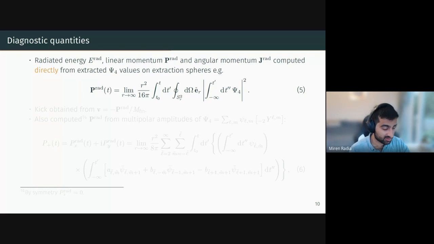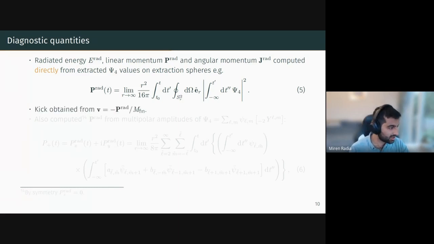We extrapolated the results to null infinity to obtain an error estimate. You'll notice that I have a T0 integration limit there. We choose that T0 to exclude the contribution from the junk radiation, because we don't want that to contribute to our physical values of radiated momentum, energy, and angular momentum.